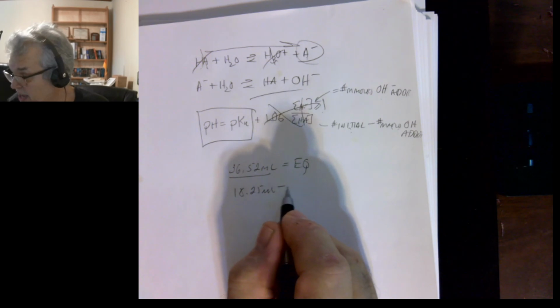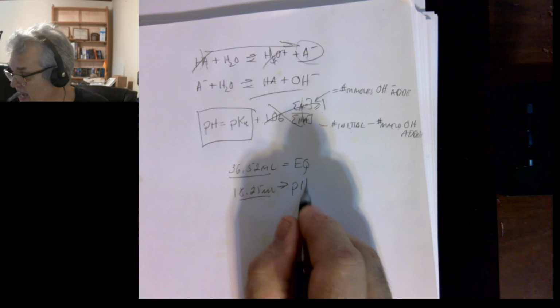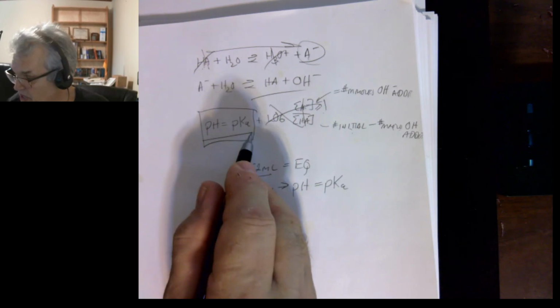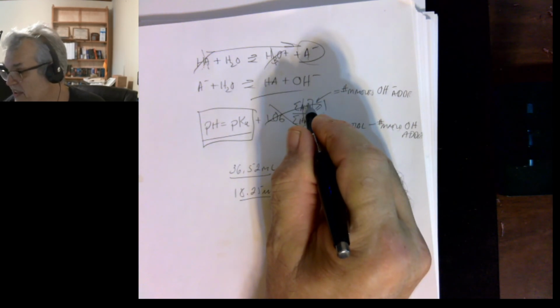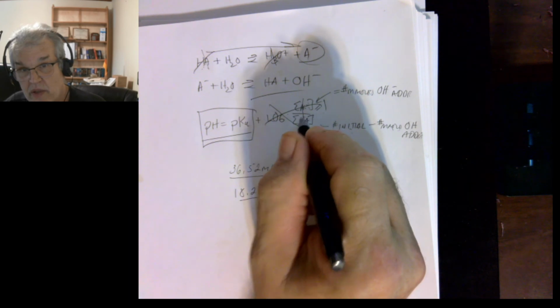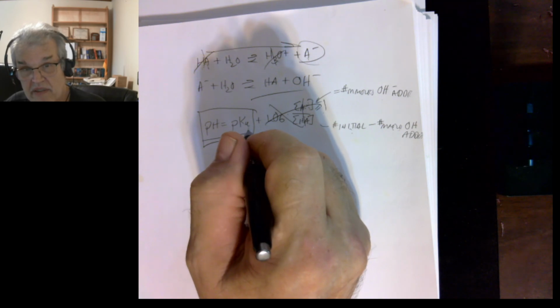That's halfway. If I go back to where I added 18.25 milliliters and I look at the pH, that's going to be equal to the pKa, because pH equals pKa when the A minus and HA are equal. Log of 1 is 0. pH equals pKa based on the Henderson-Hasselbalch equation. Okay? Does that make sense?